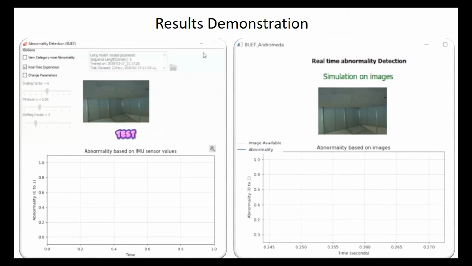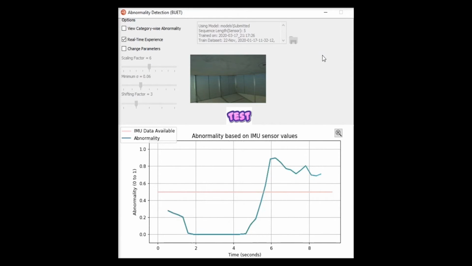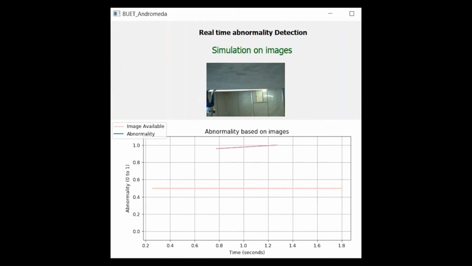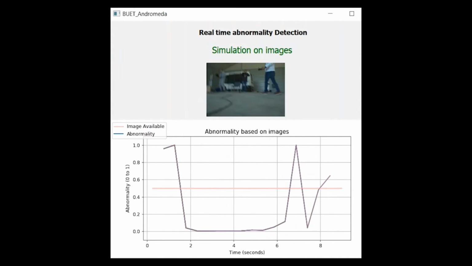Now we will demonstrate the performance of our method. First of all, let us see the demonstration of real-time abnormality detection from sensor data. As we can see, the model perfectly detects normal and abnormal portions. Now let us see for images. When the system flips or shakes, the abnormality score is high. When the system is stable, the abnormality score is low.